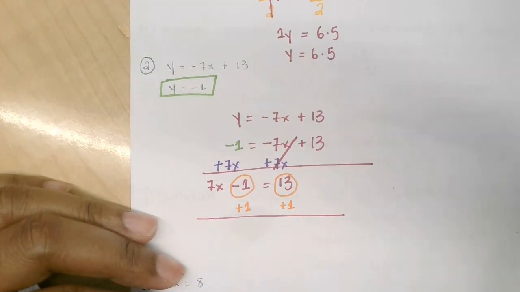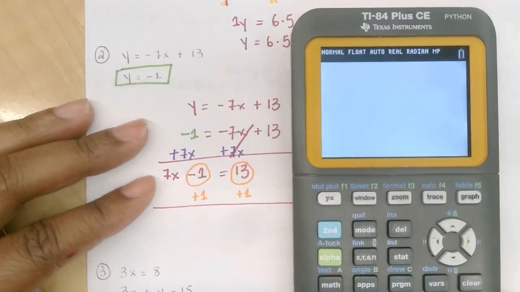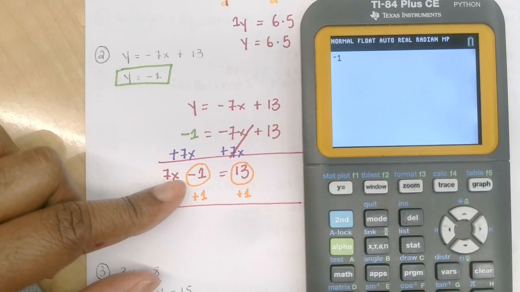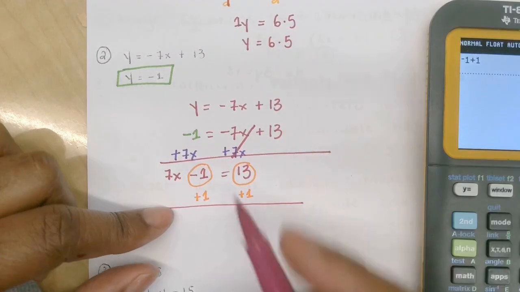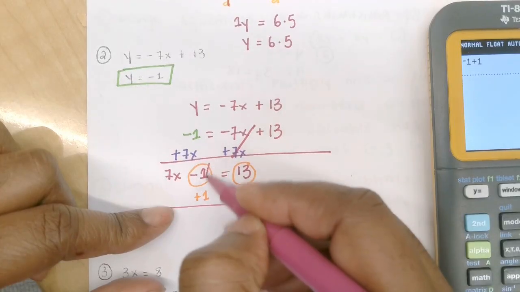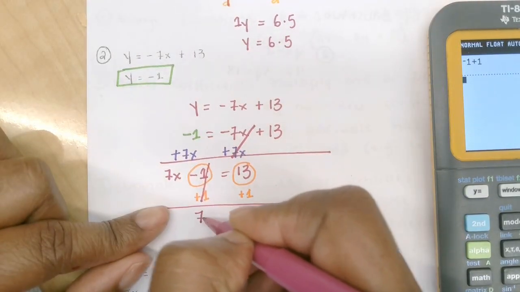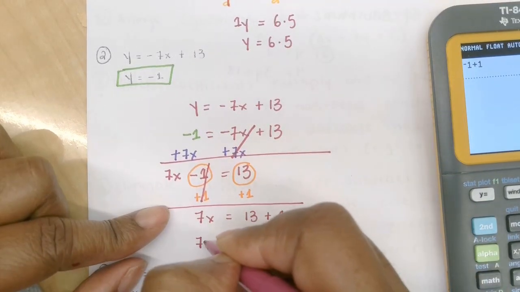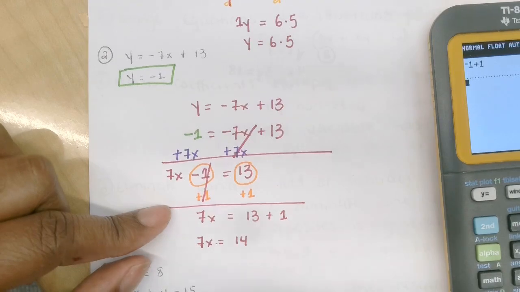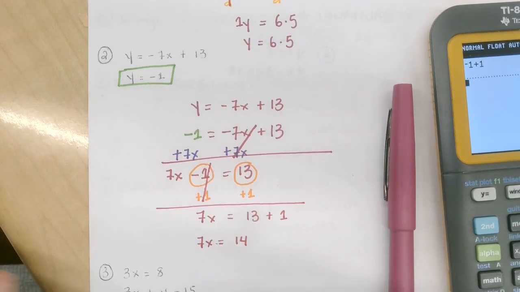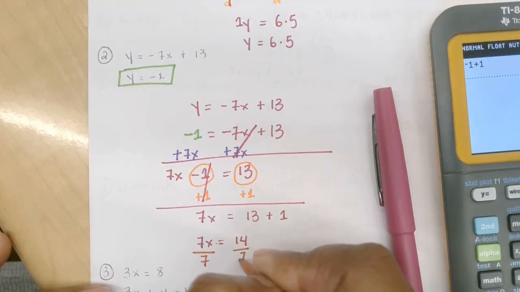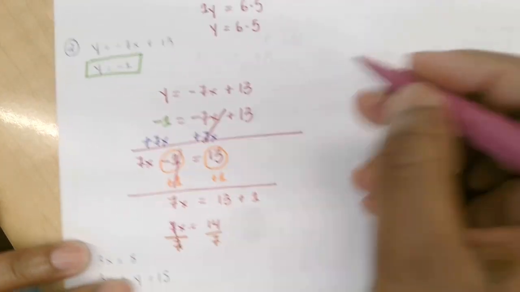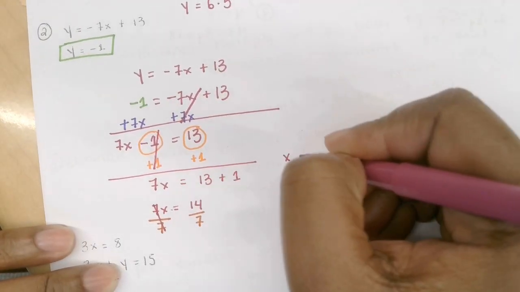So if you put this in your calculator, and I will suggest to you, if you don't know how to calculate from memory, let the calculator be your best friend. So negative 1 plus 1, that will give us 0. Or you can say 1 minus 1 is 0. So this cancels. You're left with 7x is equal to 13 plus 1. 7x equals 14. We are then going to divide by 7, because you want x to be by itself, but there is a 7 attached. So left with x is equal to 2.